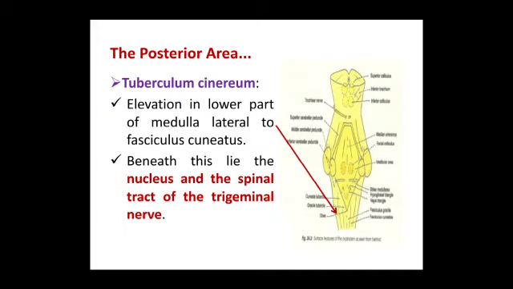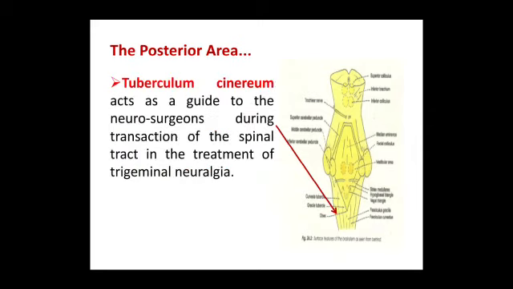Tuber cinereum. This is another elevation in the lower part of the medulla, lateral to the fasciculus cuneatus. Beneath this lie the nucleus and the spinal tract of the trigeminal nerve. This tuber cinereum acts as a guide to the neurosurgeons during transection of the spinal tract in the treatment of trigeminal neuralgia.